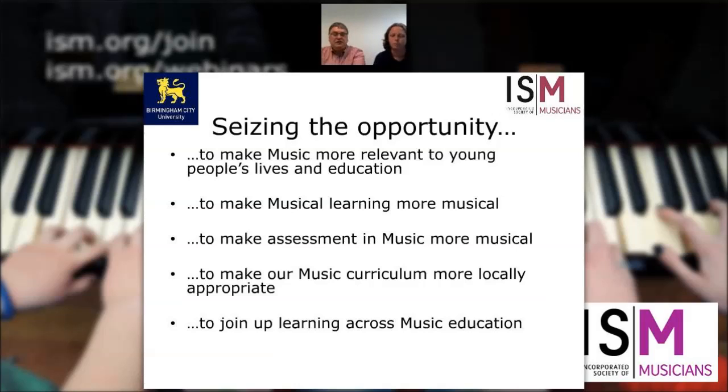We're also concerned, in the next bullet, where it says to make our music curriculum more locally appropriate, that what we really don't feel is appropriate is a one-size-fits-all policy. Every school is different. Even two schools on the opposite side of the road are going to be different. And so what musical learning looks like in your school, don't worry if it's very different from what it looks like in somebody else's school. That's how it should be.